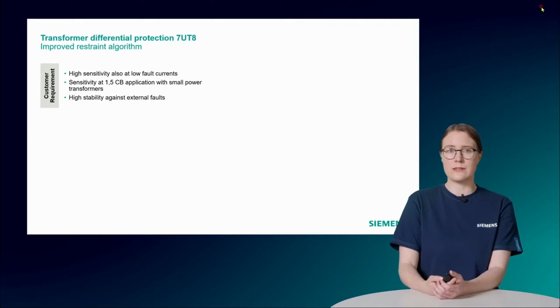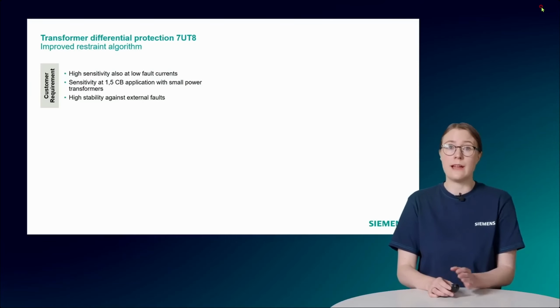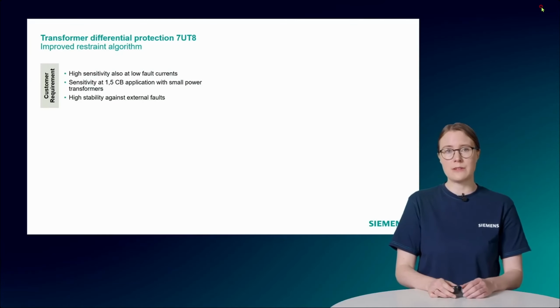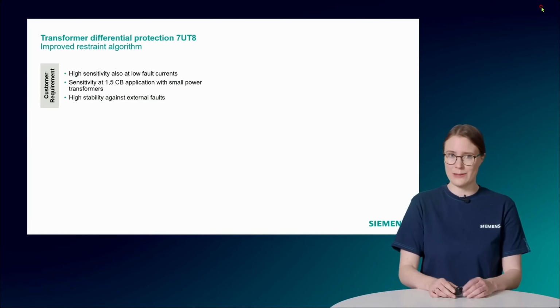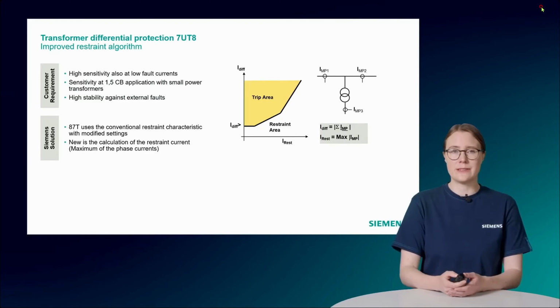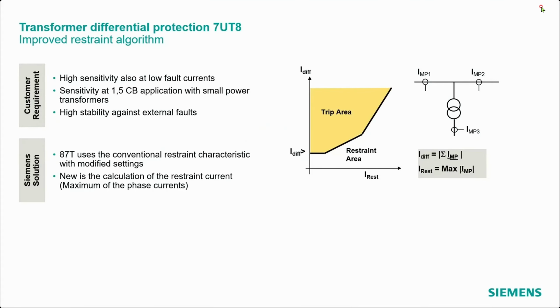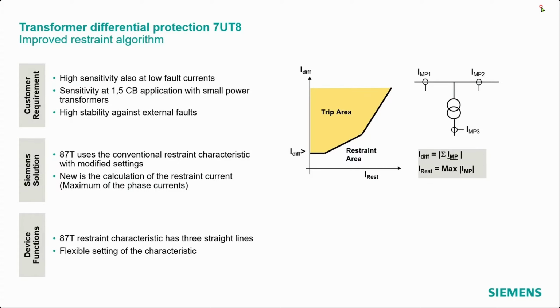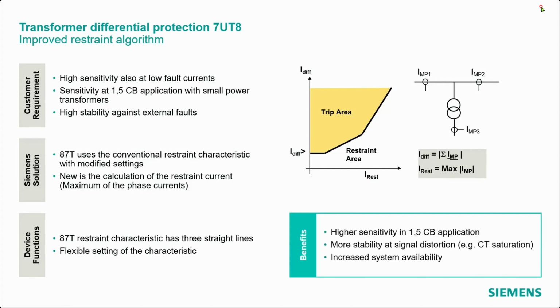Our solution is to work with the conventional, well-proven restraint characteristic, but new is the calculation of the restraint current. In CPROTEC 4, the restraint current was the sum of all side currents. Now we always use the biggest of all side currents, but only one current, not all of them. Therefore, the settings of the characteristic need to be adapted, and this must be considered when testing the function. The benefits are an increased system availability, a higher sensitivity especially for circuit breaker and a half applications, and more stability at signal distortion.